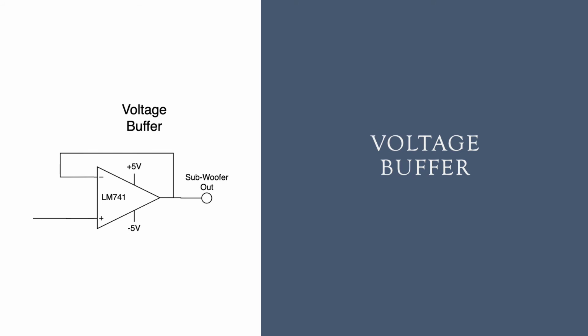As mentioned in the previous slide, we want to ensure that the subwoofer is independent of the filter. In order to provide proper isolation, we added a voltage buffer to the output. This voltage buffer completely isolates the input from the output, which allows the subwoofer to be driven at a set voltage independent of the filter.